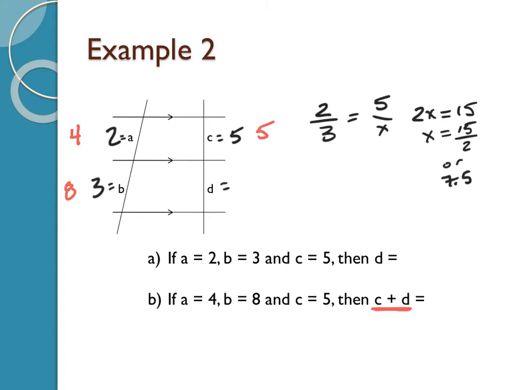So you do 4 over 8, and then you could simplify that to half is equal to 5 over x. And then you cross multiply and you get 10. So then that's D, and then you add the 2 together and then you get 15. Good. Now that we know what D is, C plus D would be 10 plus 5, or 15.